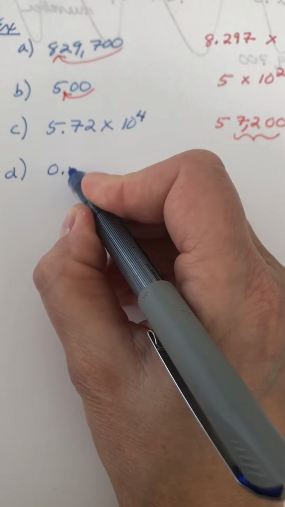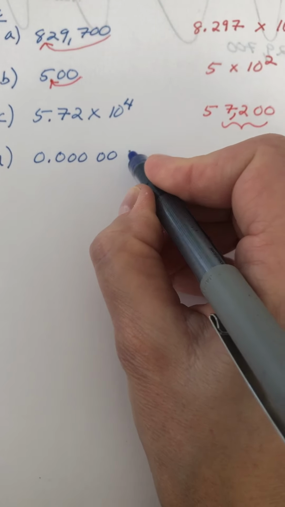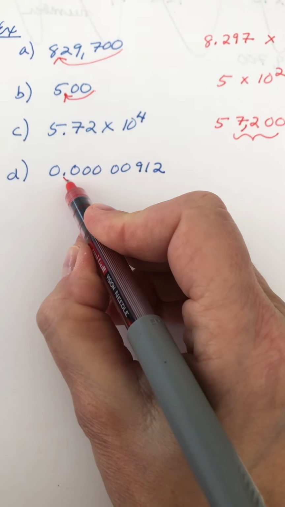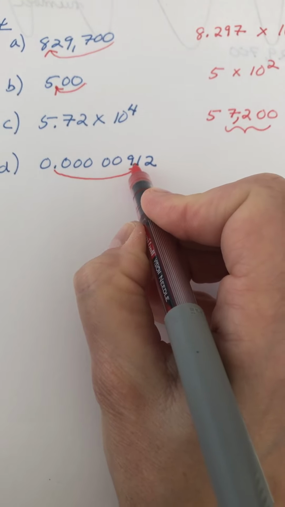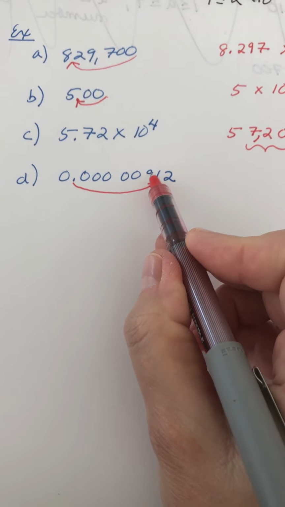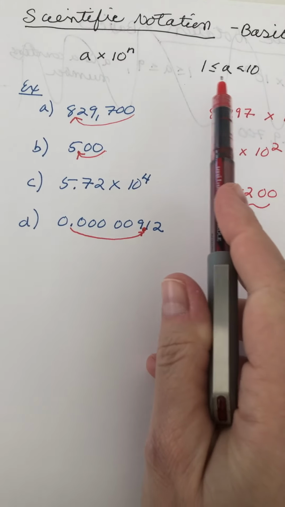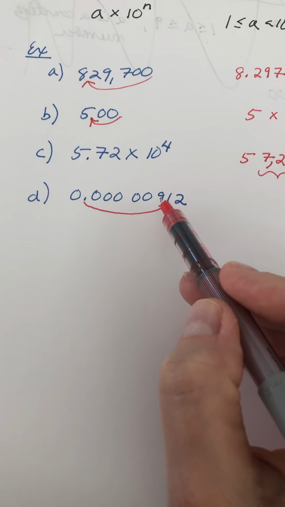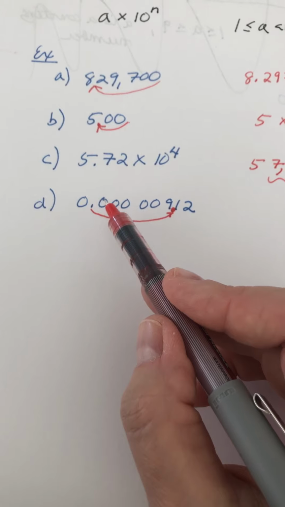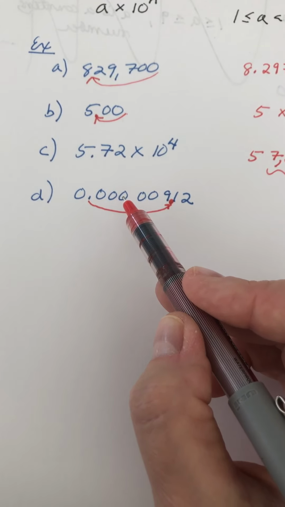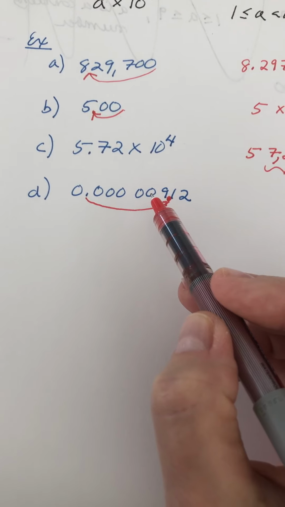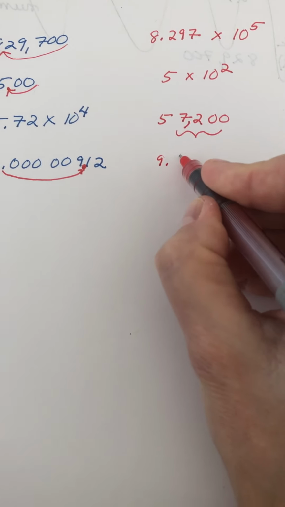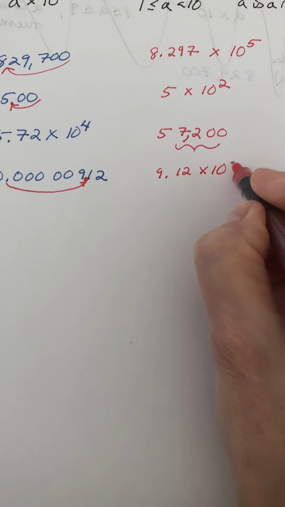Okay, and for small numbers, now we can think of moving the decimal back to over here, because again, we want that 9. That's the number that's between 1 and 10. Okay, and that's in the 10 to the negative 6 place. That is 10 to the negative 1, 10 to the negative 2, 10 to the negative 3, 10 to the negative 4, 10 to the negative 5, 10 to the negative 6. So you get 9.12 times 10 to the negative 6.